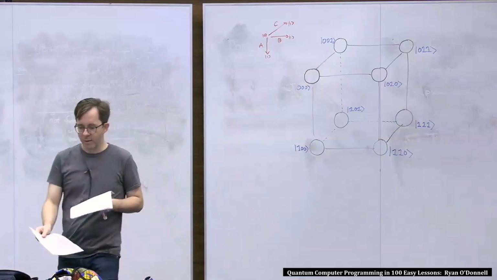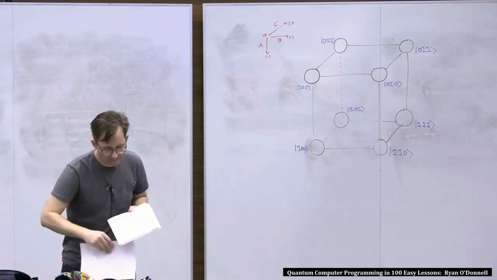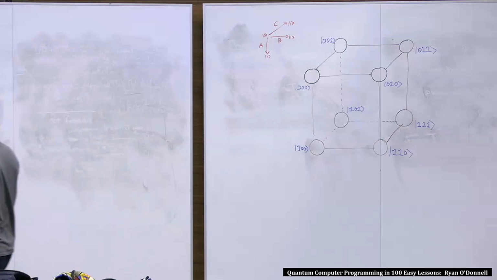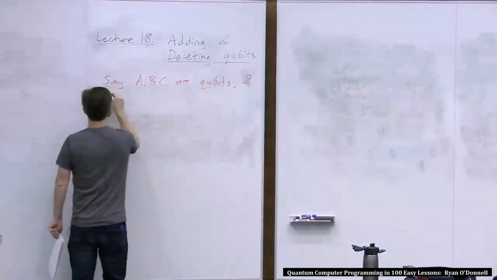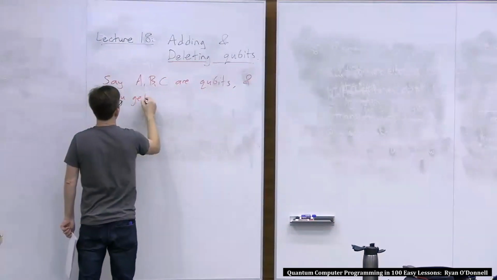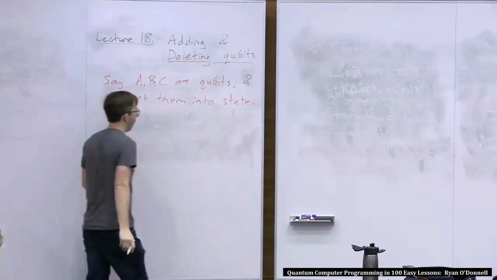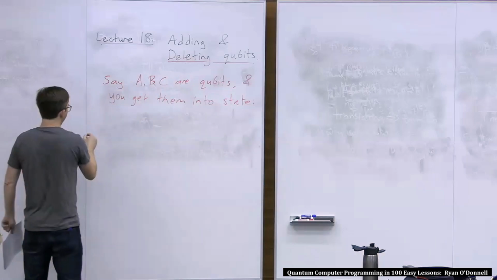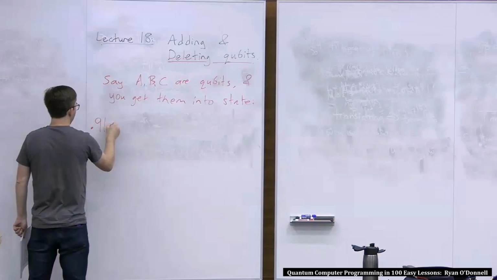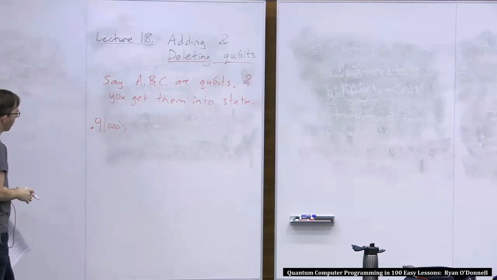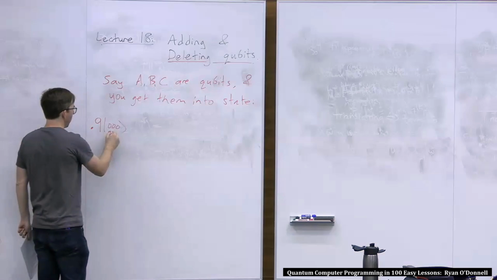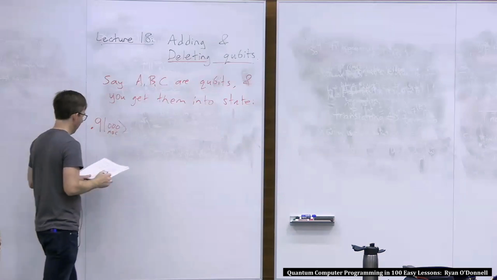So let's have an example. Let's say we have 3 qubits. We'll call them A, B, and C, as typical. Let's say A, B, and C are qubits, and you get them into the following state. Here we go, I'm going to write it out. 0.9000. We used to write this in words, like 0.9 amplitude on A equals 0, B equals 0, and C equals 0, but now we've got some abbreviations.